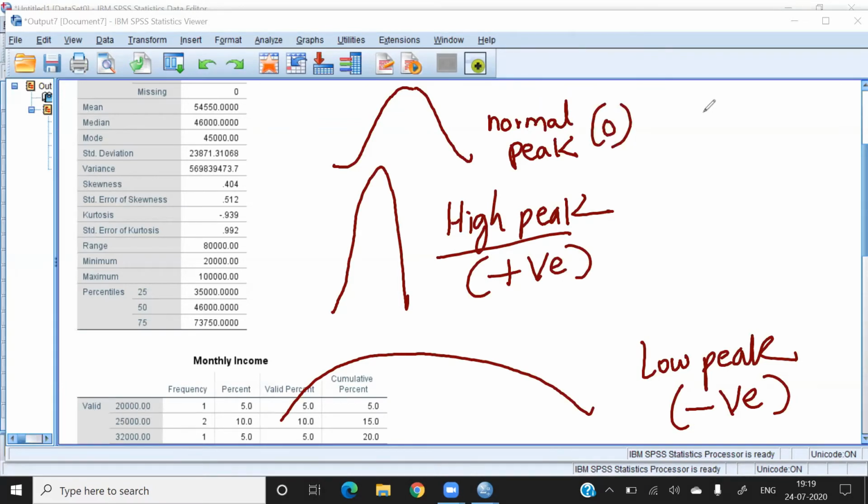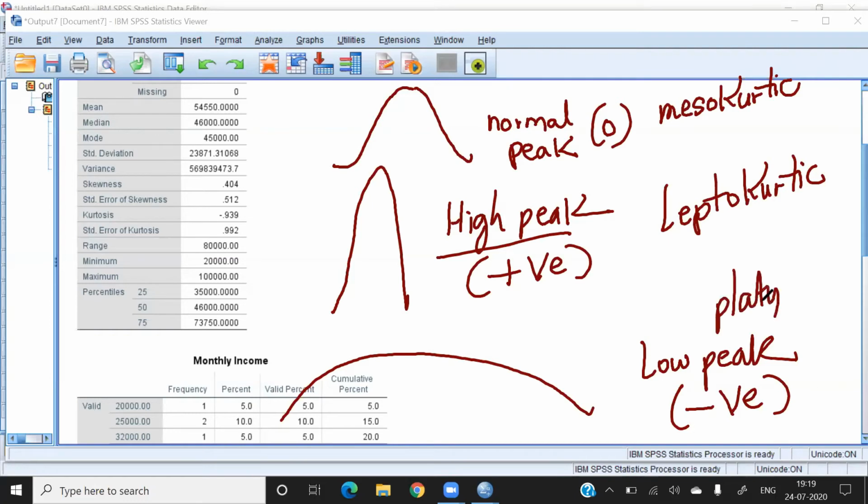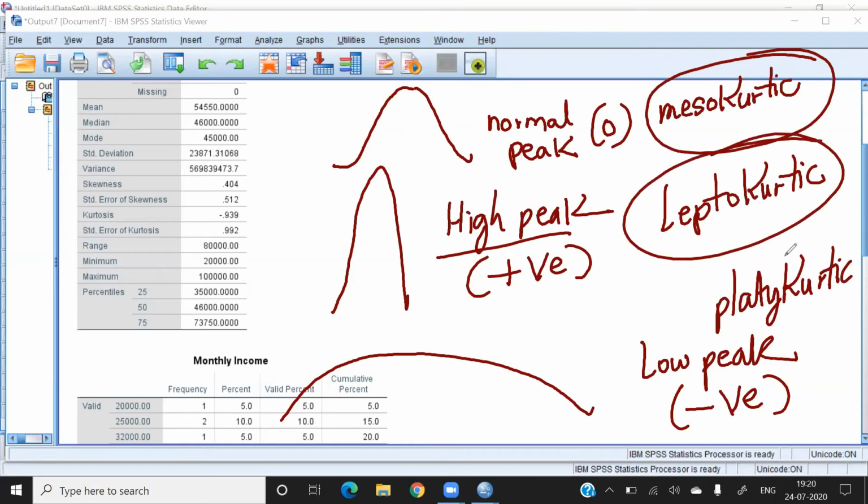So according to statistics, the normal peak is known as mesokurtic. In case of high peak, we call it leptokurtic, and in case of low peak, we call it platykurtic. So we have 3 cases of kurtosis: mesokurtic, leptokurtic, and platykurtic.